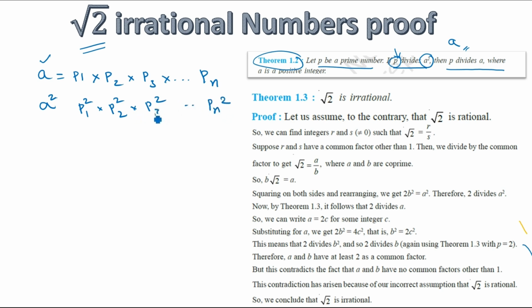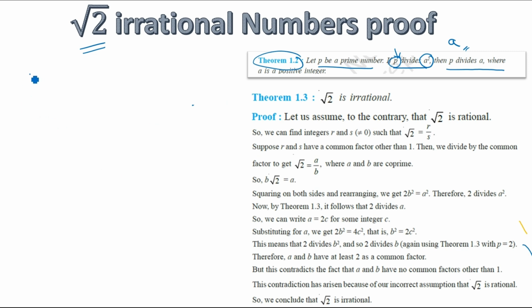Let's take any prime number, for example P3, that divides A square. A square is divisible by P3 because it appears twice. Then clearly the same P3 is also there in the prime factorization of A. So P3 also divides A. That is what this theorem says. We can prove it simply, and that is the proof. It's a very simple proof.